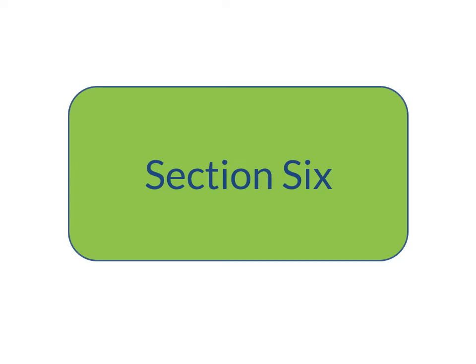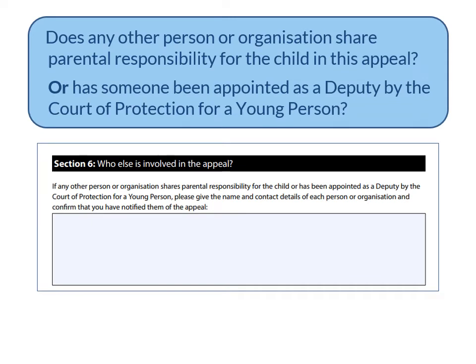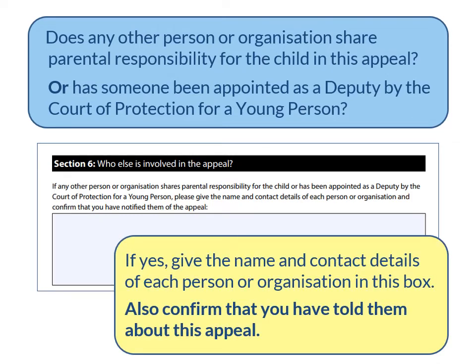We're moving on to Section 6, which is about any other people involved in this appeal who are not already listed in Section 5. Does any other person or organisation share parental responsibility for the child in this appeal? Or has someone been appointed as a deputy by the Court of Protection for a young person? If yes, give their name and contact details in this box and confirm that you have told them about this appeal.